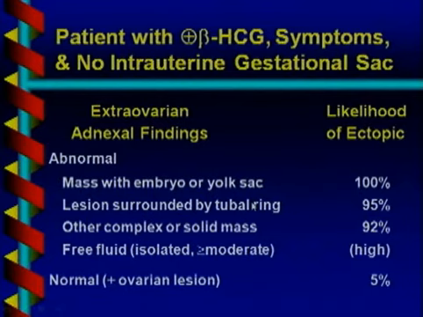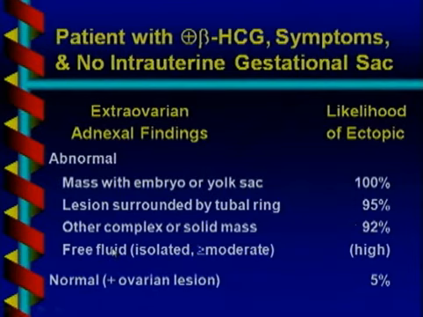What about a rule-out ectopic patient in whom we don't see an embryo or yolk sac in the adnexa, but we see a lesion outside the ovary that is surrounded by a bright ring called a tubal ring? And we'll see examples of all of these in a minute. Then the likelihood of ectopic pregnancy is 95%. If we see in a rule-out ectopic patient any complex or solid mass in the adnexa outside the ovary and outside the uterus, the likelihood of ectopic is slightly lower, but it's still over 90%.